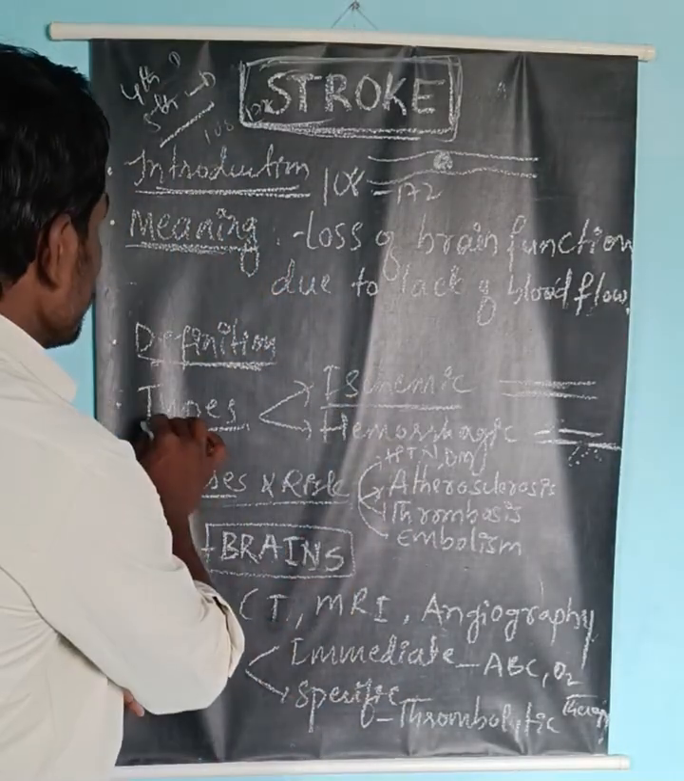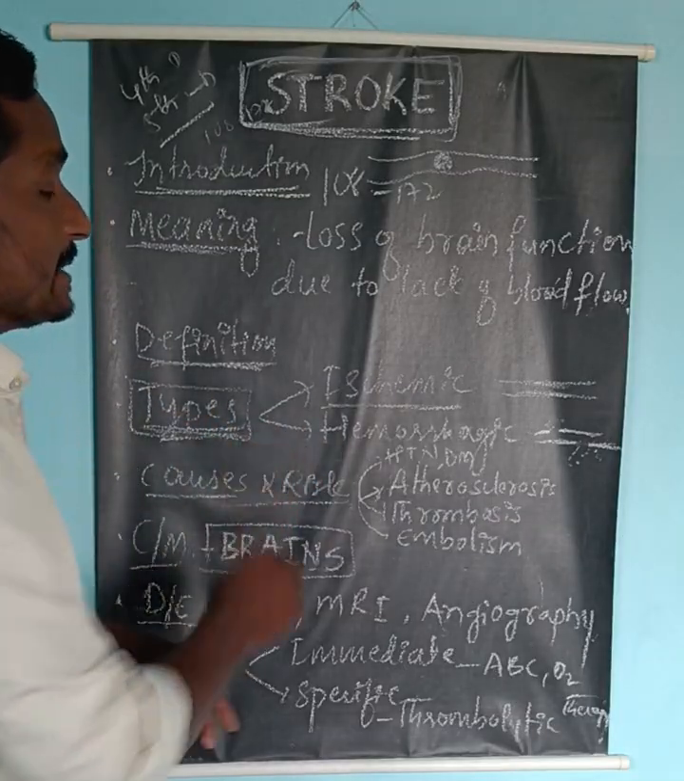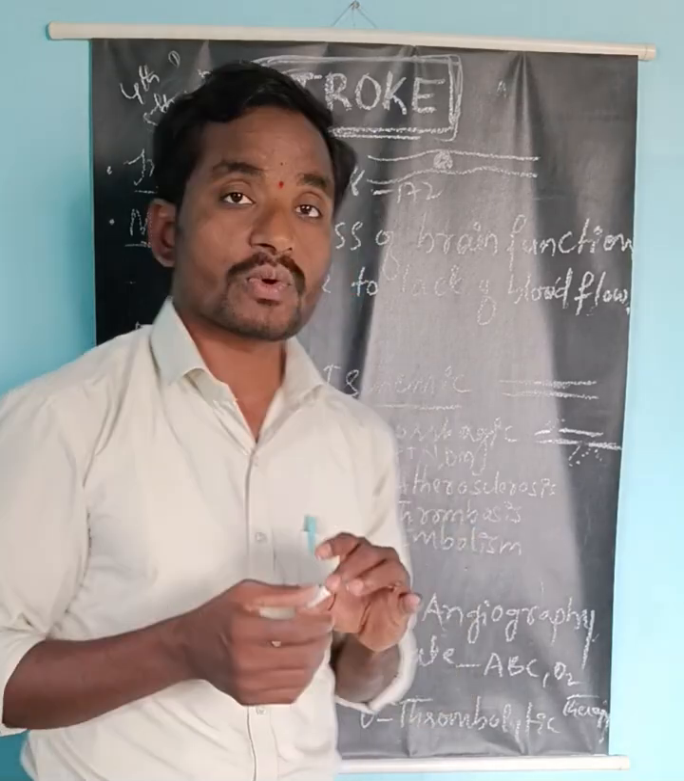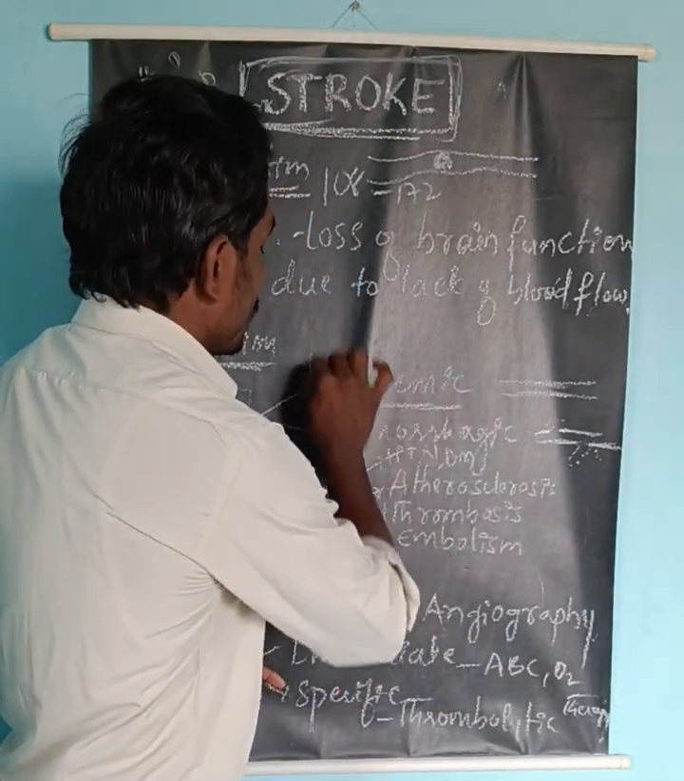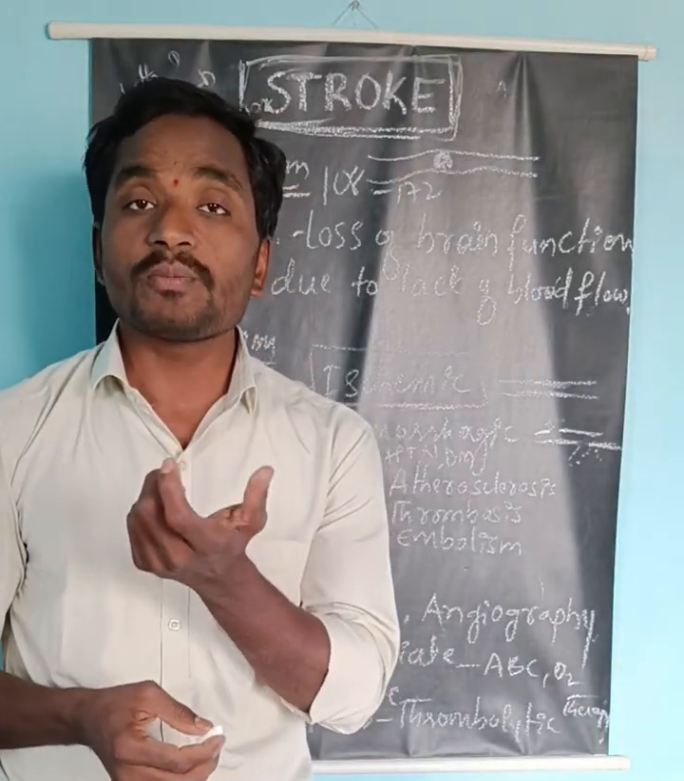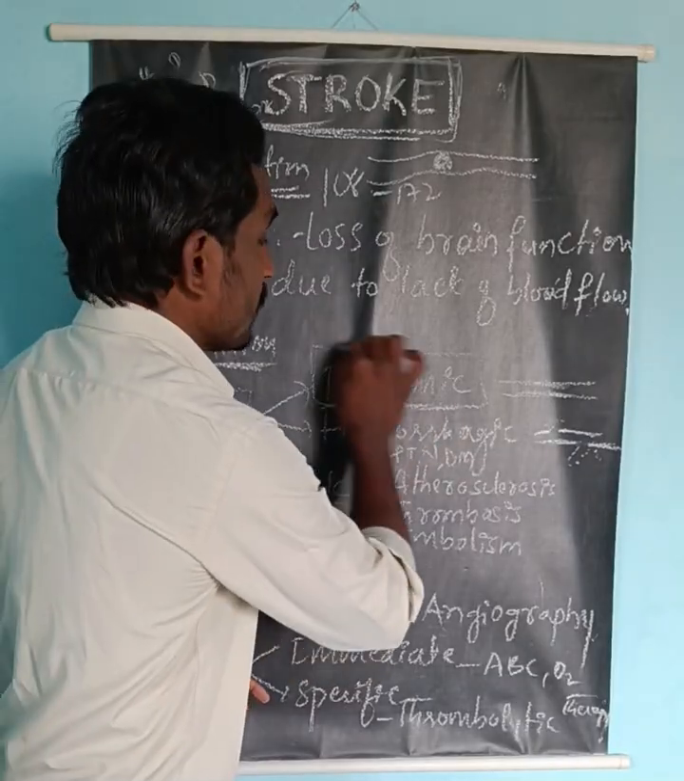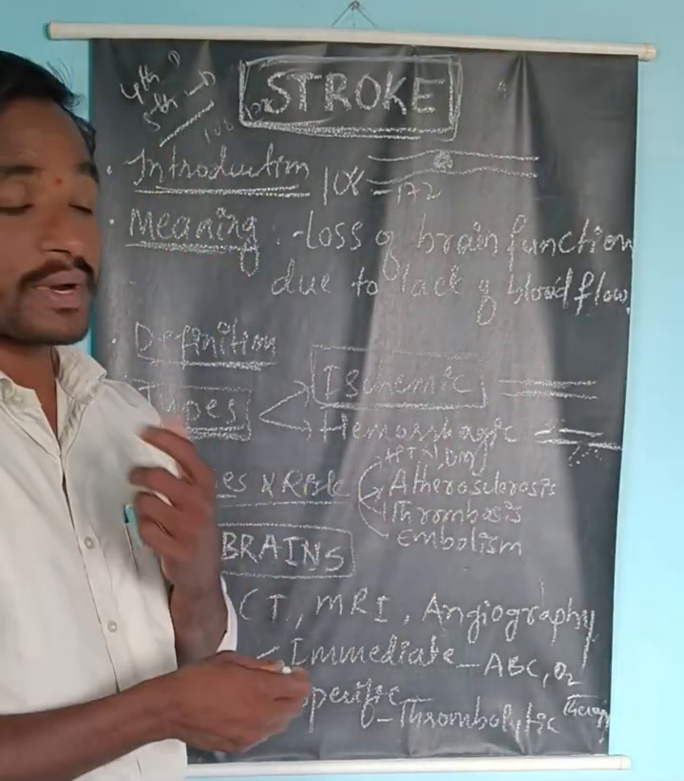Now coming to the types of stroke. There are two types of stroke: one is ischemic and the other is hemorrhagic stroke. Here, ischemic, what does it mean? Ischemic means reduced blood supply to the brain or a part of the brain. Okay, so it is called an ischemic stroke. Ischemic is the lack of blood circulation to the brain.